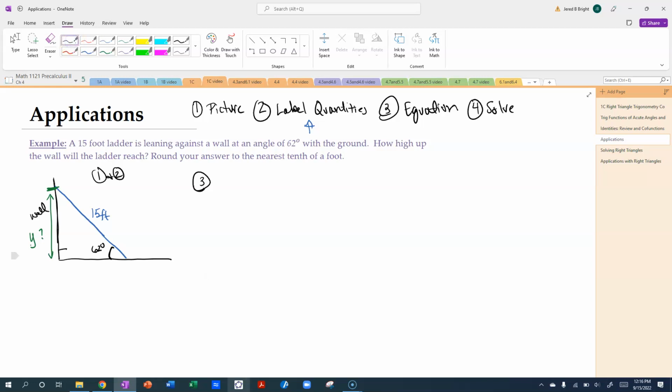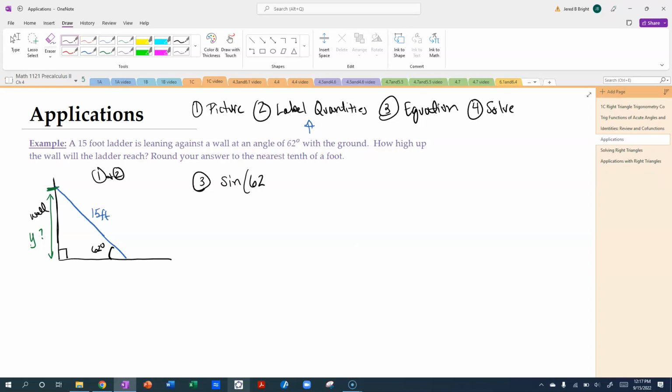I should also mention that we would normally assume that a wall is perpendicular to the ground. If it isn't, you might want to call a contractor and get that thing braced. So we're going to assume it's perpendicular. With respect to this angle of 62 degrees, I have the opposite side unknown and the hypotenuse known. Since I know the angle, I don't know the opposite, but I know the hypotenuse, I would use sine.